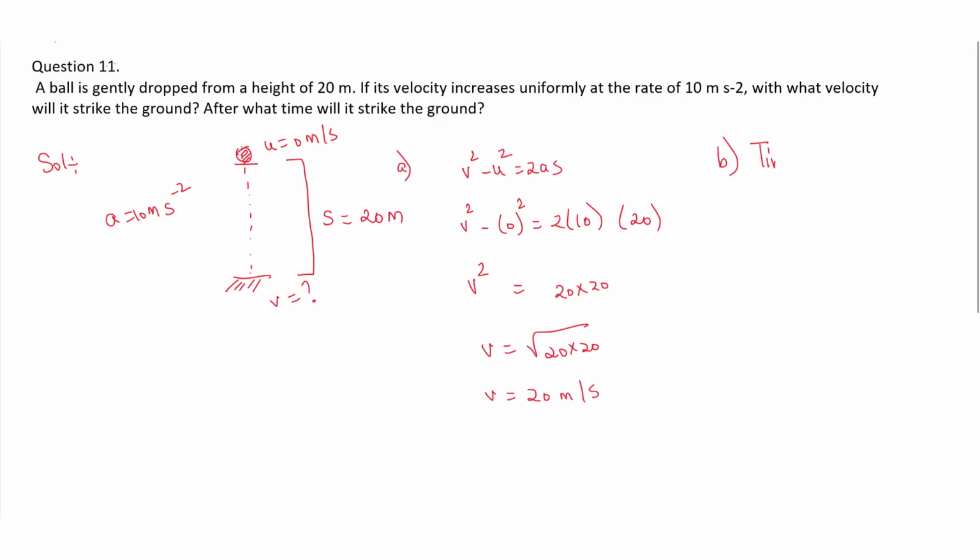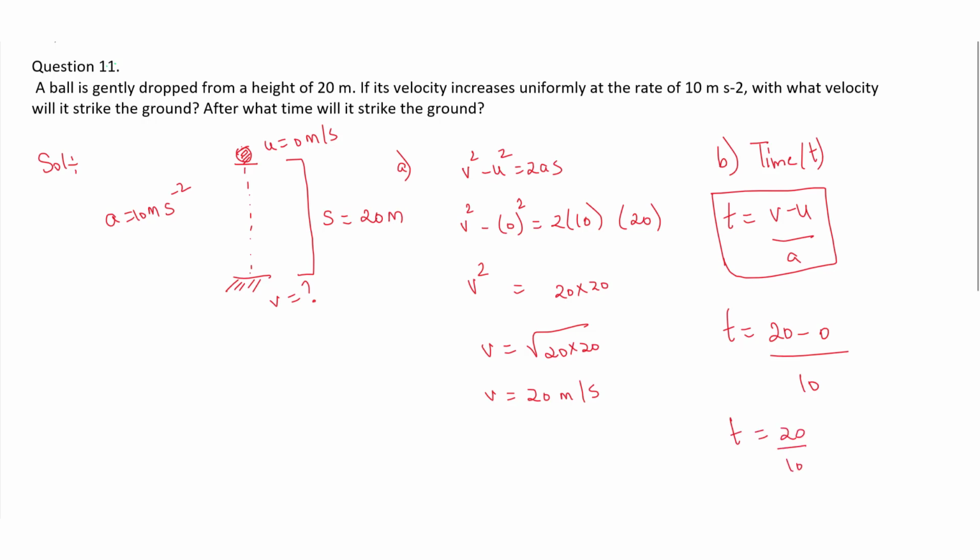Now that we found the first part of this question, the second part is asking us to find the time t. Now we have v, u, a, so I'll use the first equation of motion. I'll say t is equal to v minus u by a. How did I get this? I got this from acceleration, or you can say from the first equation of motion, I derived t is equal to v minus u by a. So t is equal to v, which we have found just now, 20, minus u which is 0, by acceleration which is again given as 10. So t will be 20 by 10, that is equal to 2 seconds. So this is how we solve our 11th question.